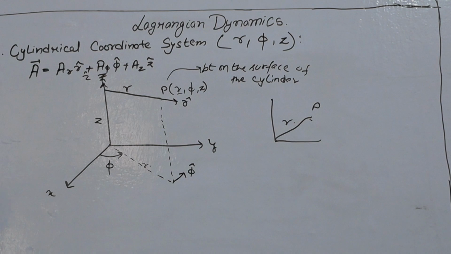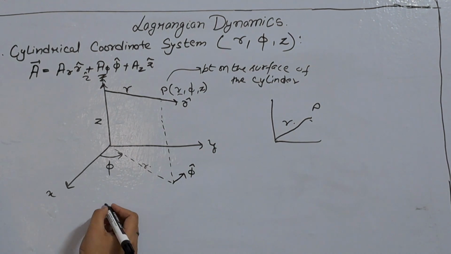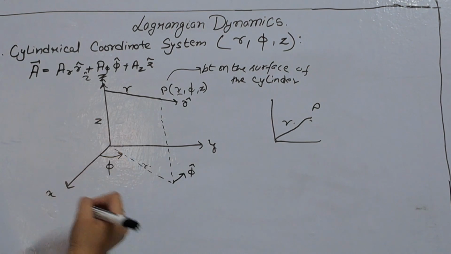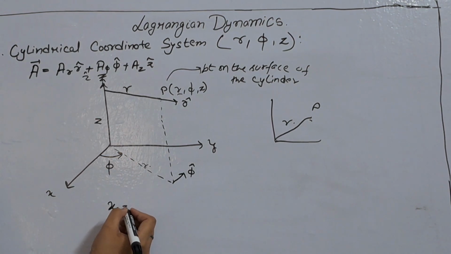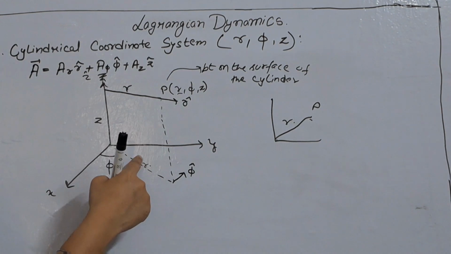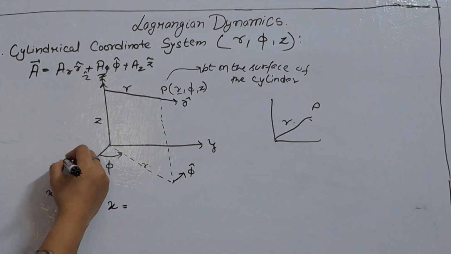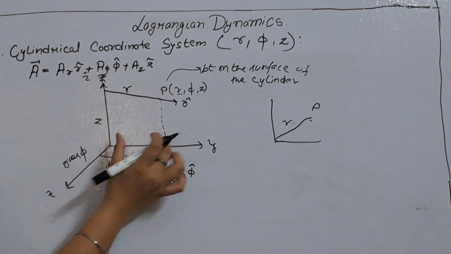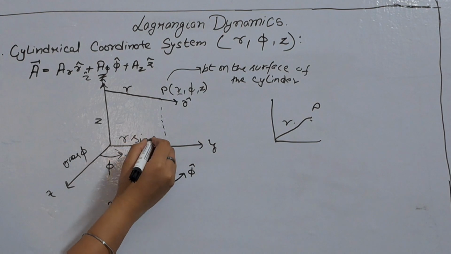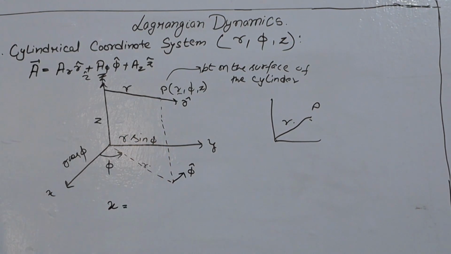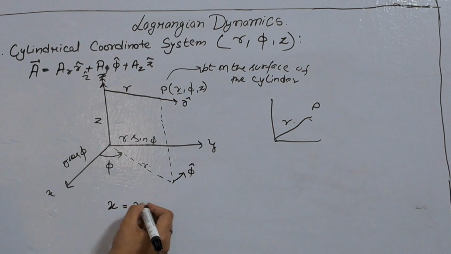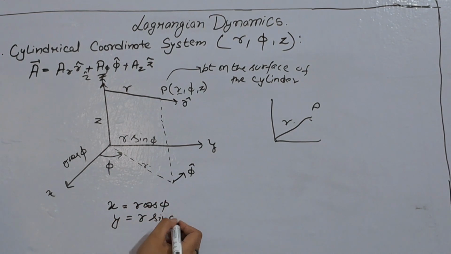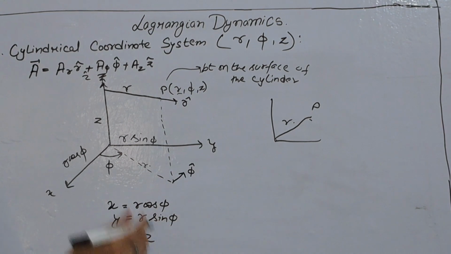Now, let us see how we can write this in terms of x, y and z. So x equals, resolving this along the x-axis, r cos phi. And along the y-axis we'll get r sin phi. So it becomes simpler in the cylindrical coordinate system. So x equals r cos phi, y equals r sine phi, and z is z only.